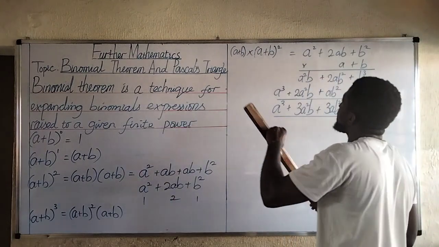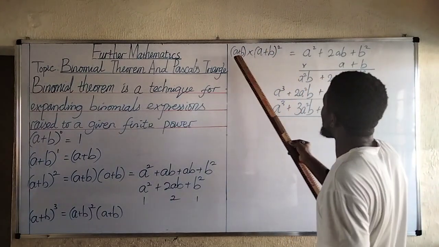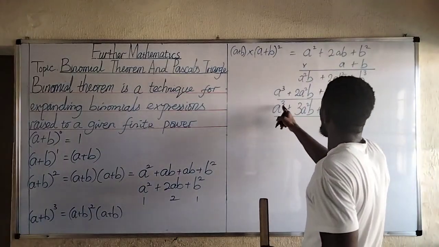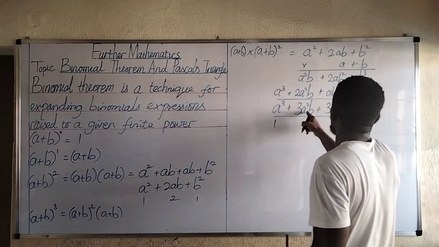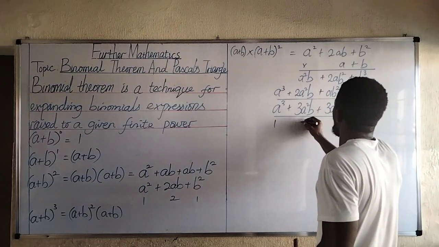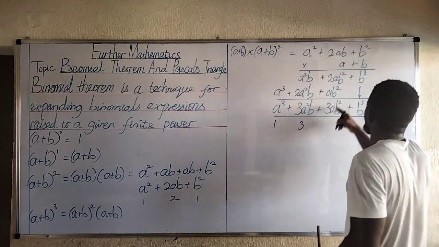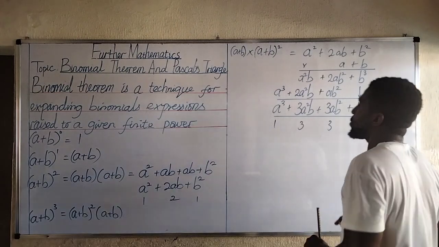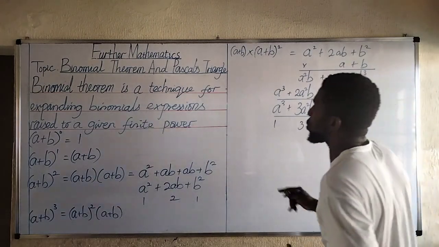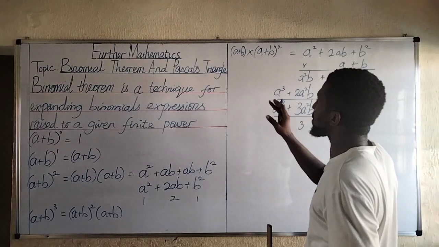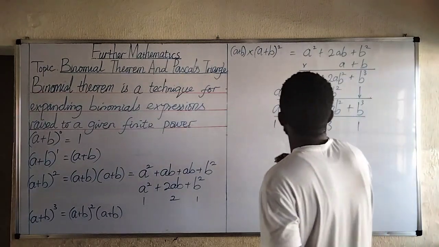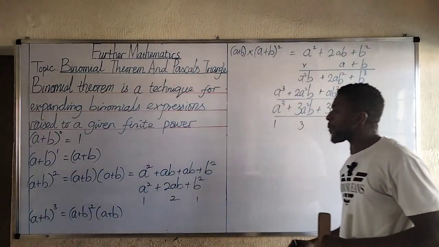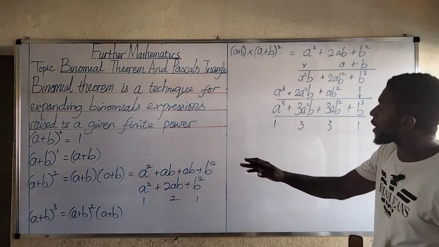So when we multiply a plus b all raised to the power 2 by a plus b, that is to get a plus b raised to the power 3, we are going to have this. So what is the coefficient of a cubed here? 1. What's the coefficient of a squared b here? It will give us 3. What's the coefficient of ab squared here? 3. What's the coefficient of b cubed here? It is 1. So these coefficients will help us to get our Pascal's triangle when the time comes. Alright, that is it for the binomial expression a plus b all raised to the third power.